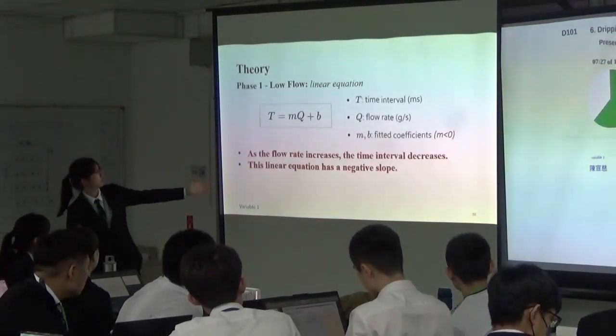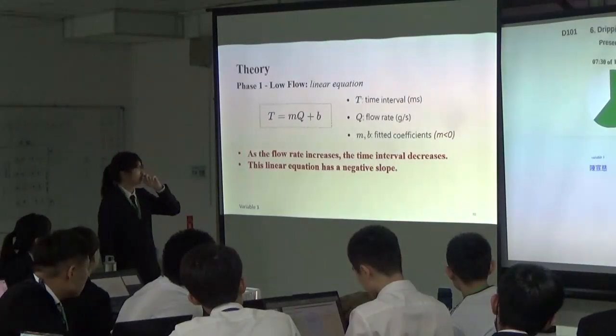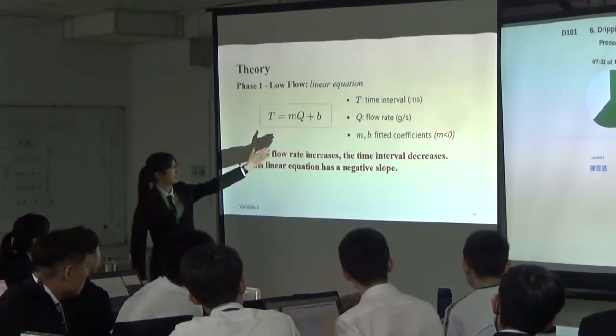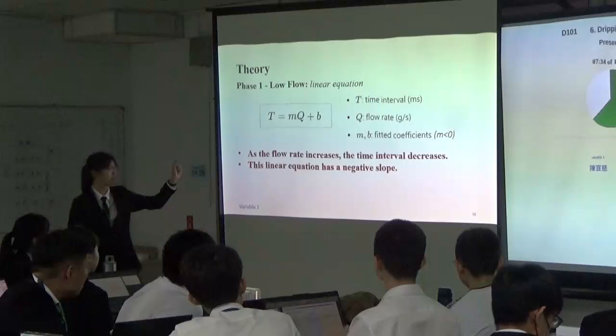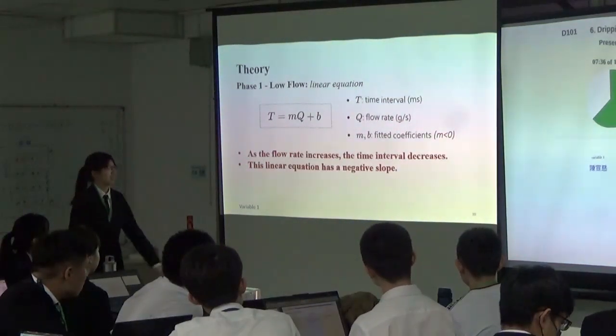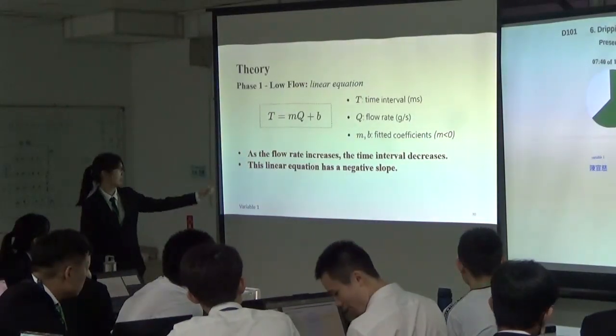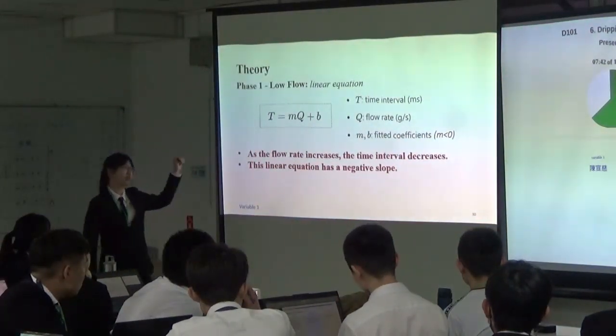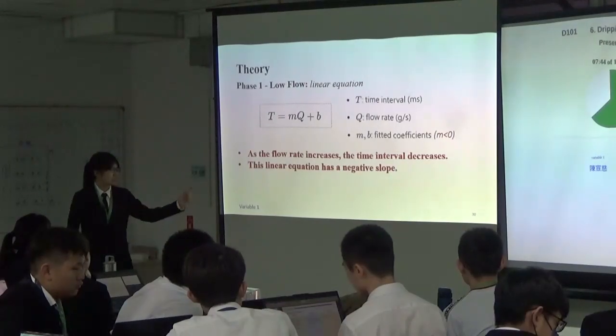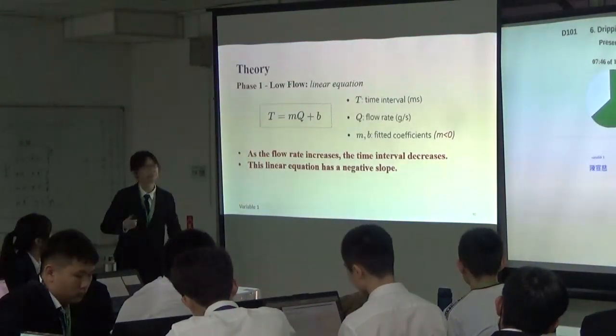For the first stage, we use a linear equation, which is this. Here, the time interval is proportional to the flow rate. From our data, the fitted coefficient x is smaller than 0. So here we can know that when the flow rate increases, the time interval decreases, and this linear equation has a negative slope.